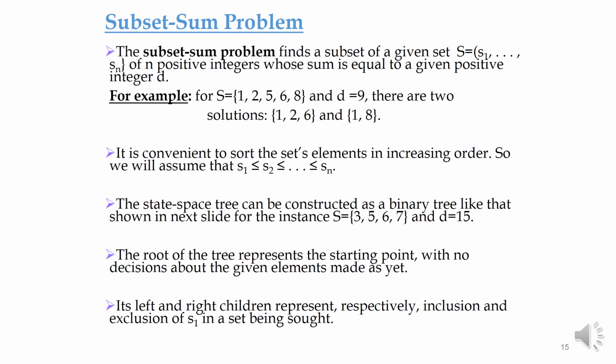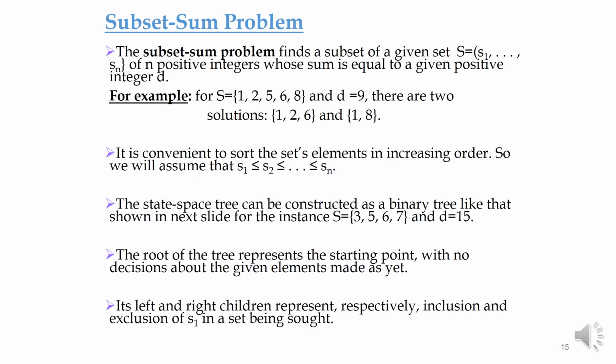We have to find the subset from the given set, and the sum of the subset should equal D. For example, if S is 1, 2, 5, 6, 8, these are the two possible subsets whose total reaches D. To solve the subset sum problem, we can sort the elements of the set in increasing order, so that S1 is less than or equal to S2, less than or equal to Sn.